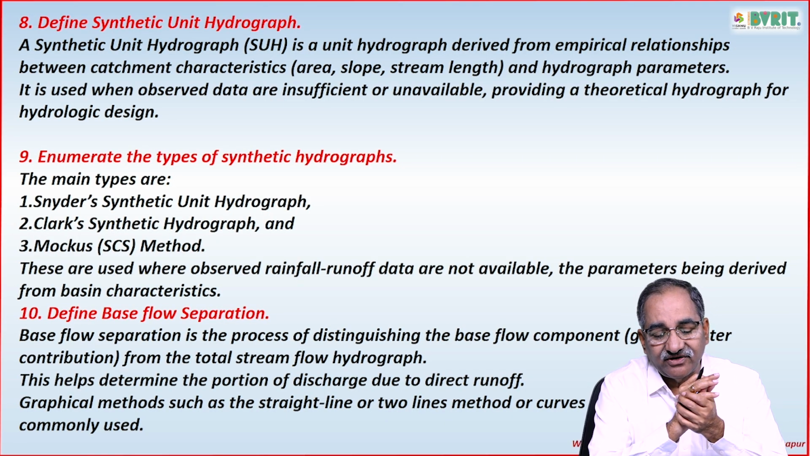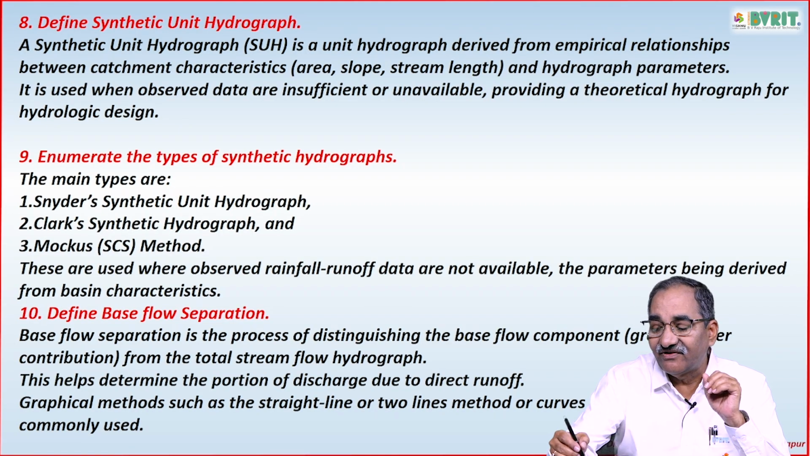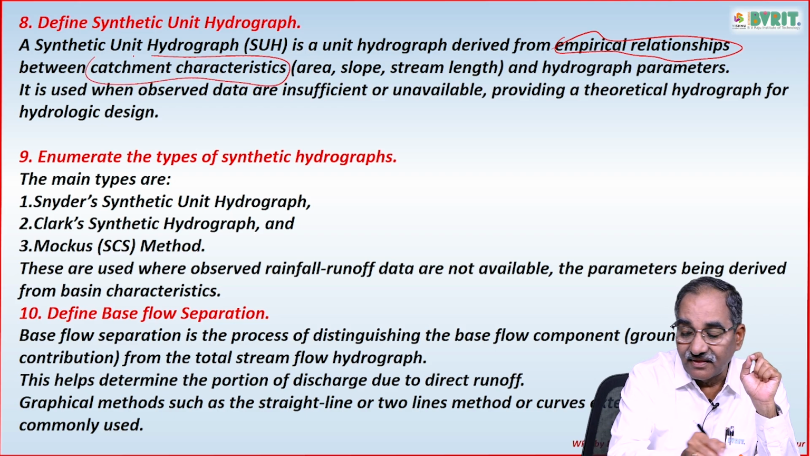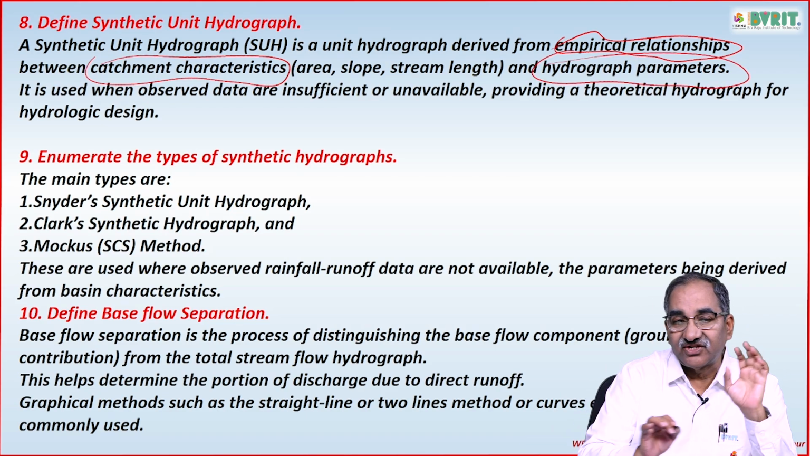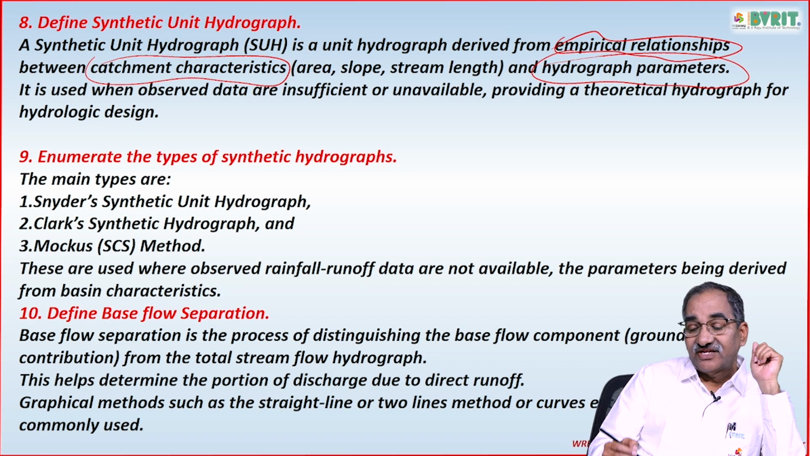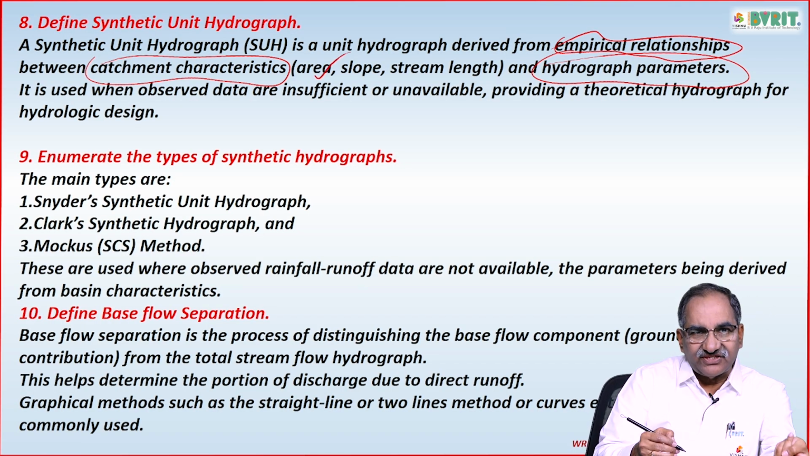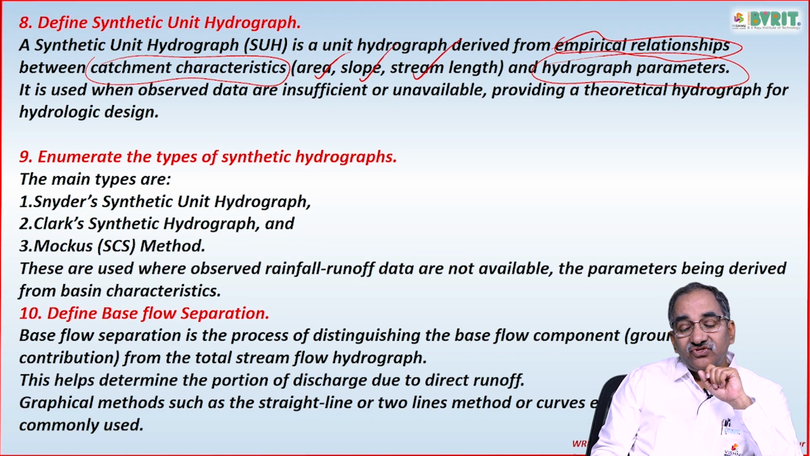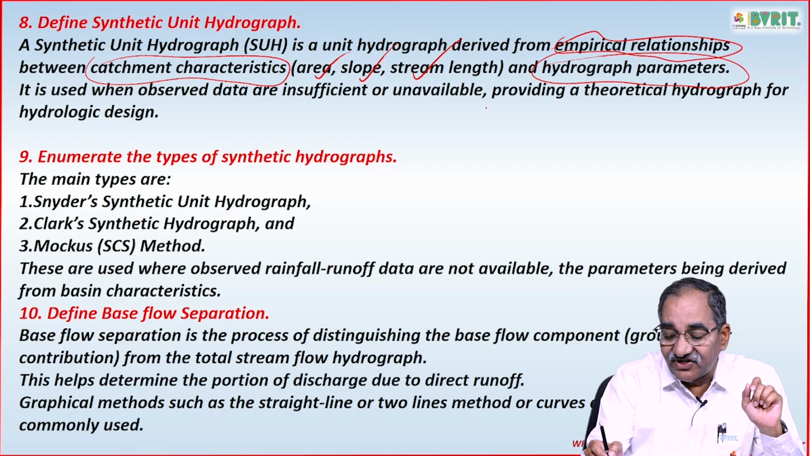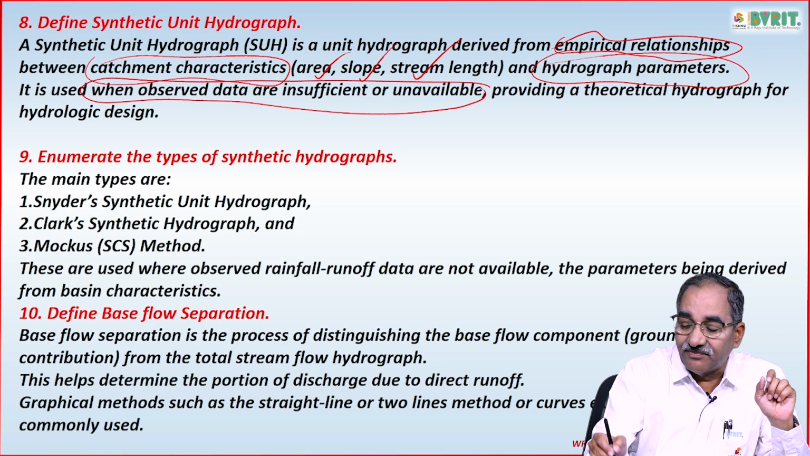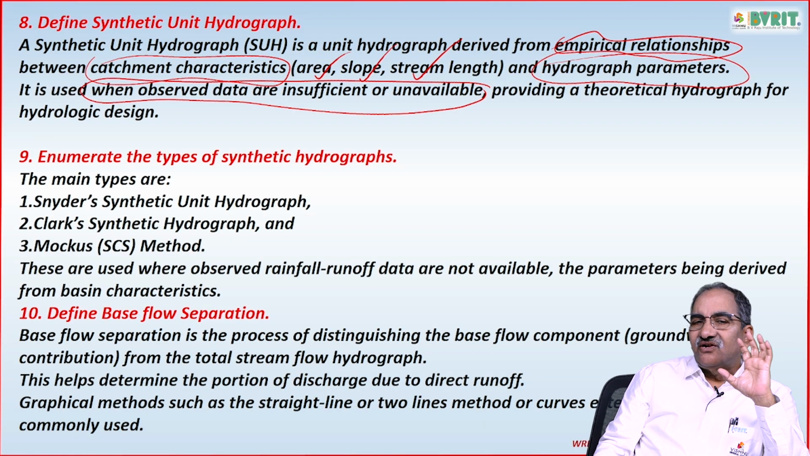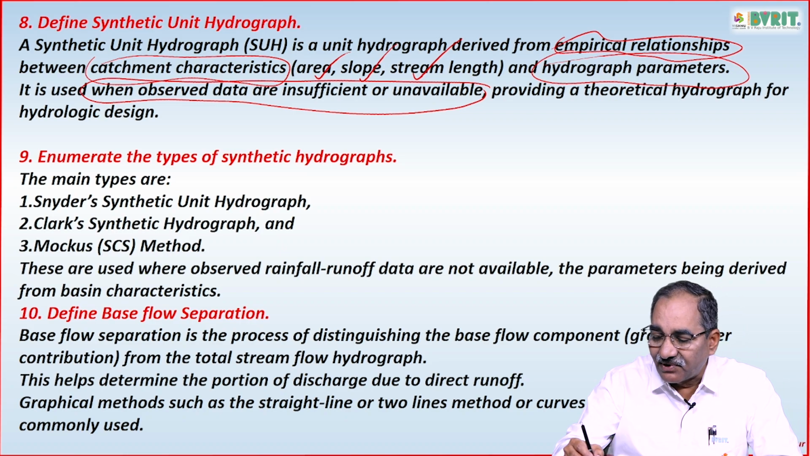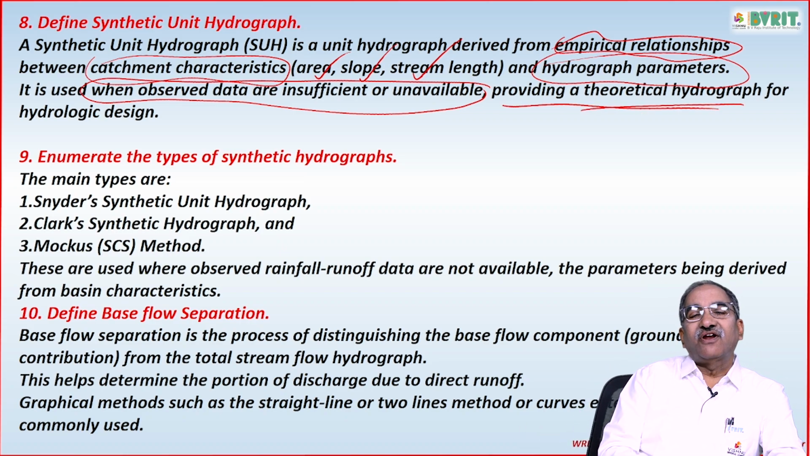A synthetic unit hydrograph is a hydrograph derived from empirical relations between catchment characteristics and hydrograph parameters. That's all. What are the catchment characteristics? Catchment characteristics and basin characteristics are all the same: area, slope, stream length. It is used when observed data are insufficient or unavailable. Synthetic hydrograph comes into picture only for ungauged locations where the data is not available or insufficient, providing a theoretical hydrograph for hydrologic design.